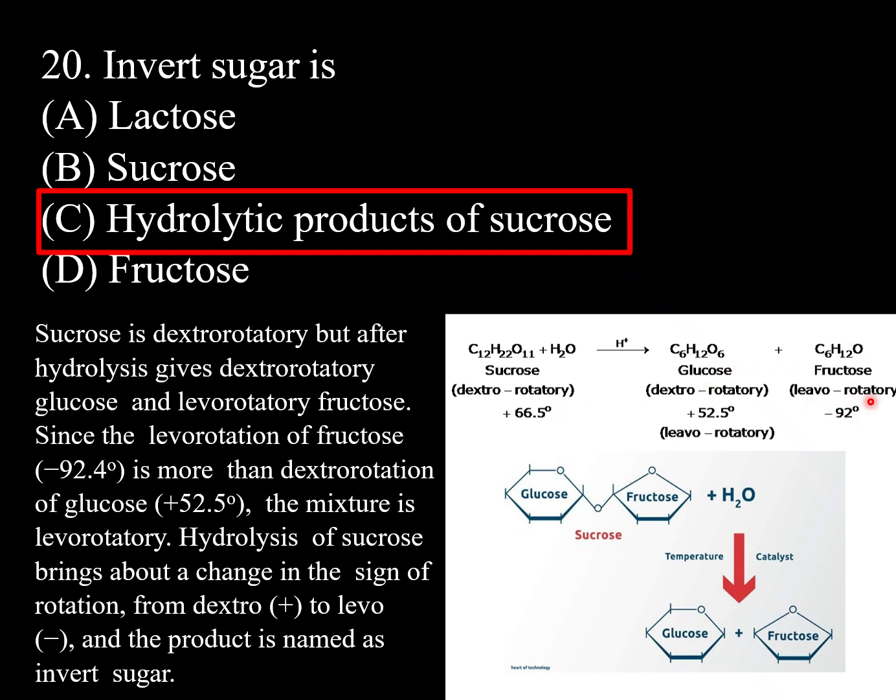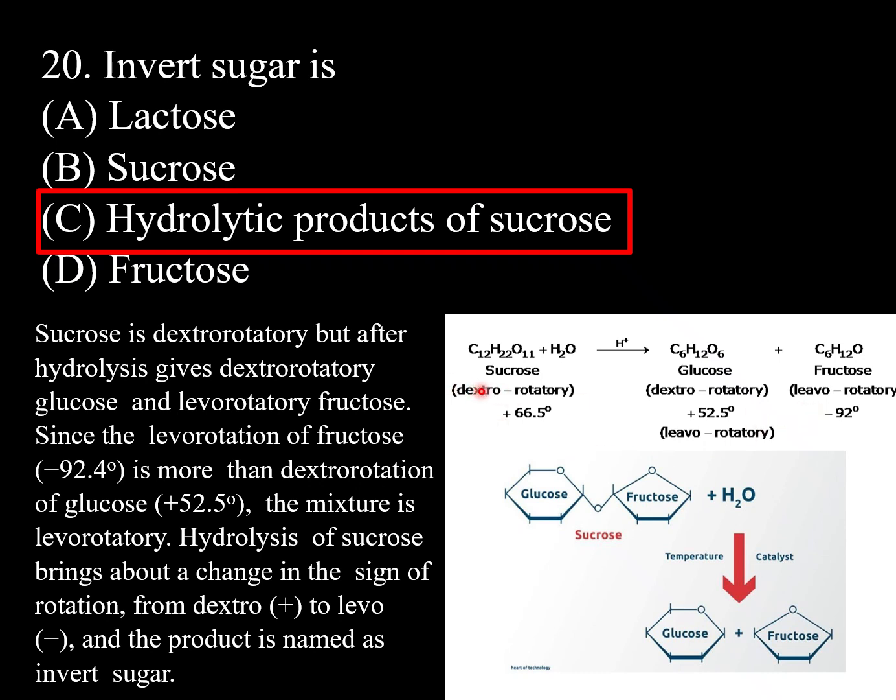So based on these properties, they are known as dextrorotatory and levorotatory, and they are represented as small d and small l, positive and negative. When it rotates the plane polarized light to the right, it is dextrorotatory, and when it rotates the plane polarized light to the left, it is known as levorotatory.